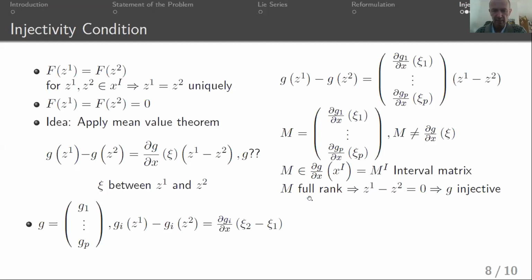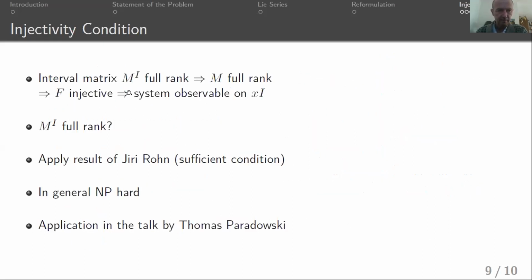And how do we check this? The problem is we don't know this matrix. We only know it's contained in this interval matrix. So the trick is to check the interval matrix for full rank and then get the corresponding result here. And if this interval matrix has full rank, capital F is injective and the system is observable on this interval vector xe. Here's also a small typo. This e has to be above the x.